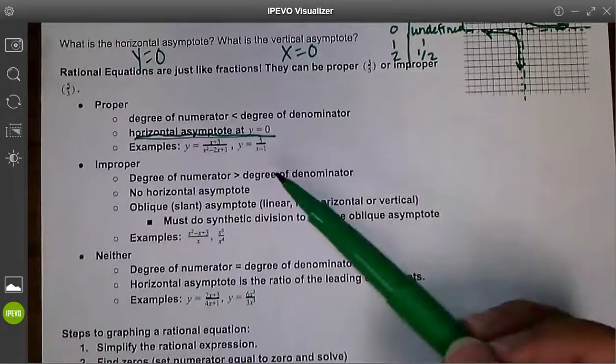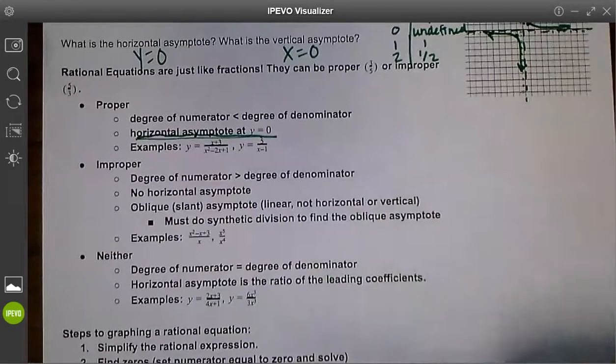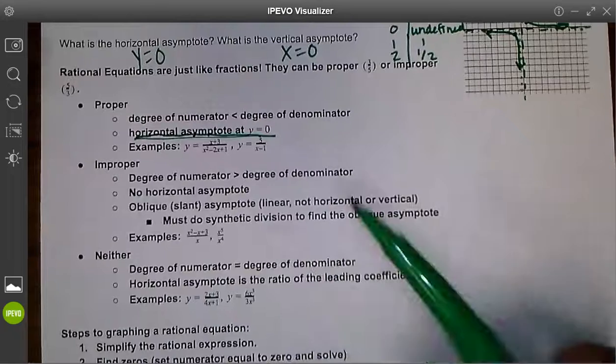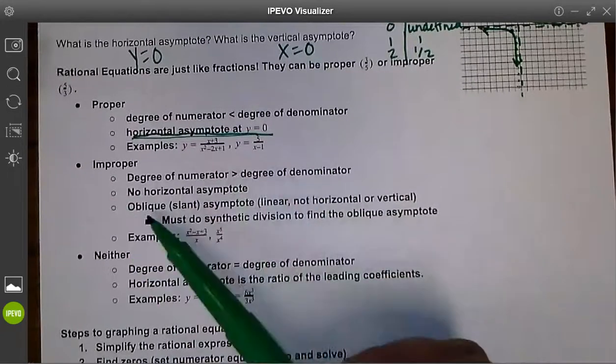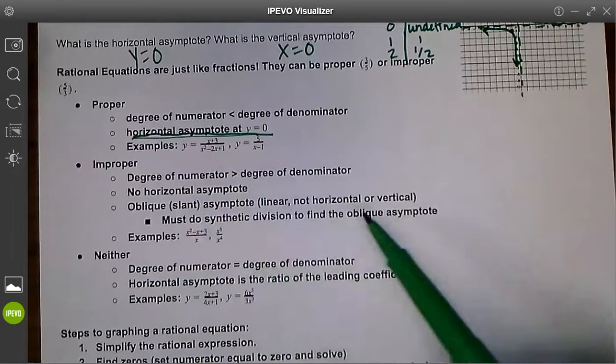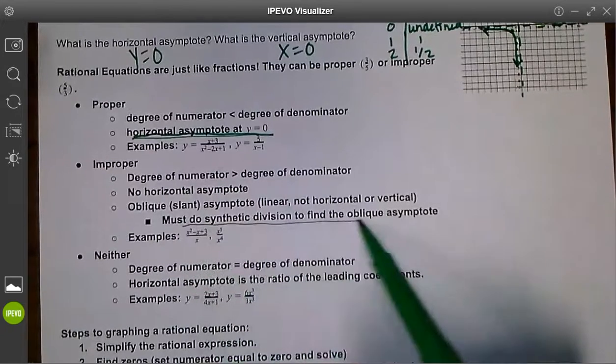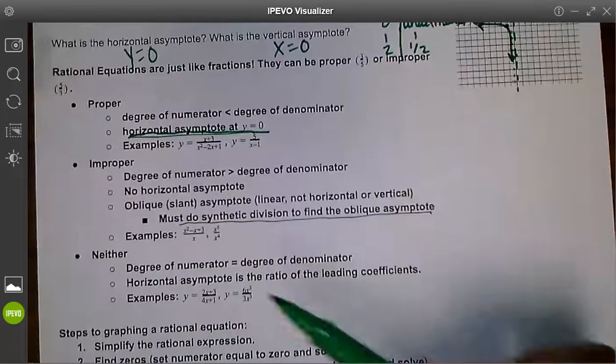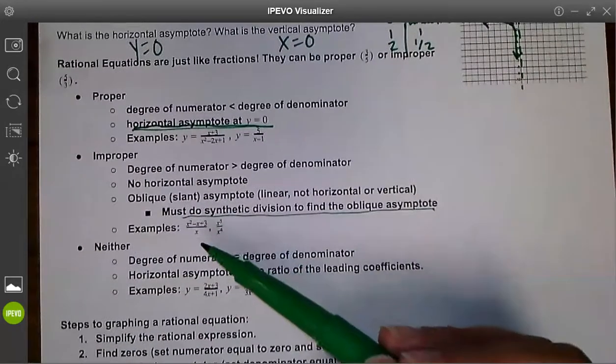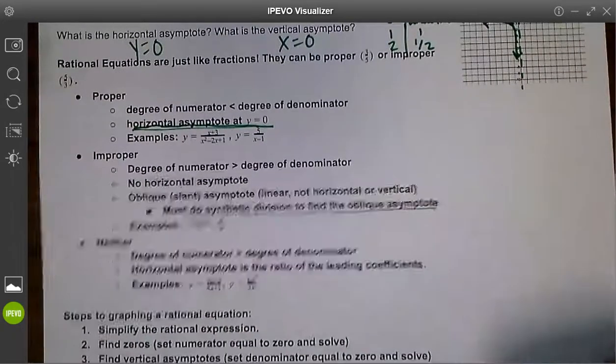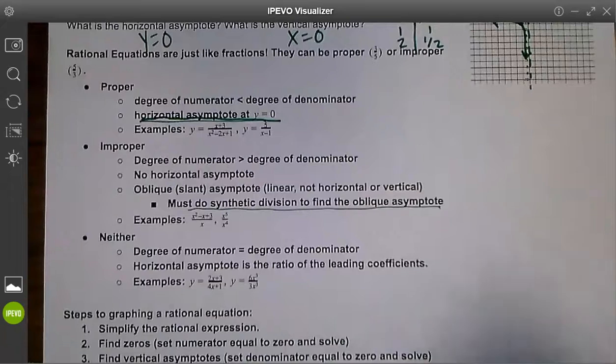When it's improper, that means that the degree of the numerator is greater than the degree of the denominator. That means there's no horizontal asymptote, there's an oblique asymptote. It's also called a slant. It's linear, but not horizontal or vertical. And you have to do division to find the oblique asymptote. So examples of this are when you have x squared over x, or x to the 5th over x to the 4th, or x over 1, but that one is just a normal linear equation.